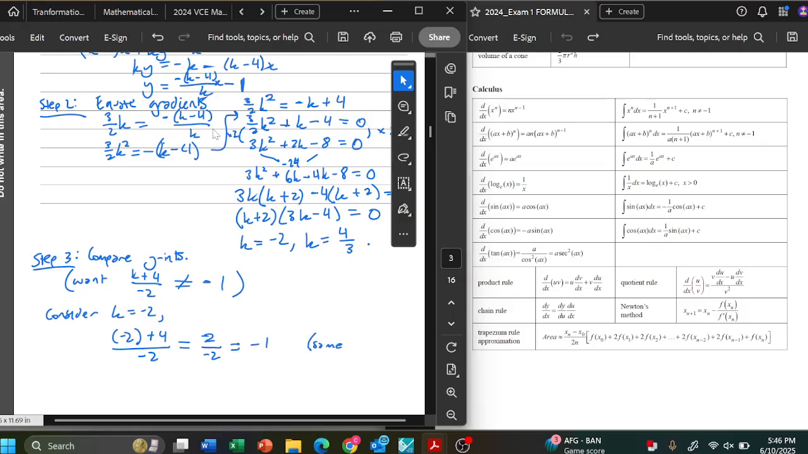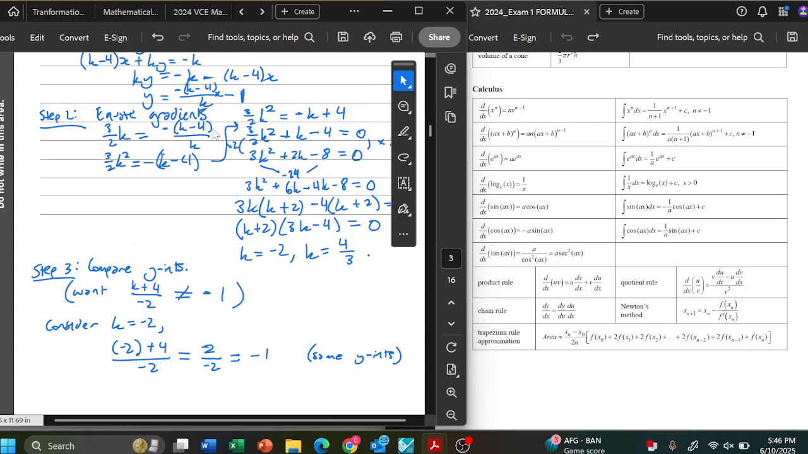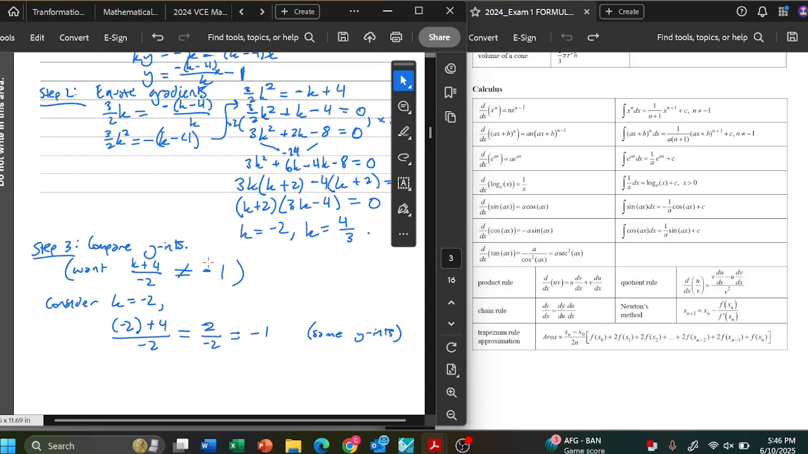So that means that they would have the same y-intercepts. So that's no good. That's the solution that we don't want. That means that when k equals -2, the two equations have infinitely many solutions. So we need to consider k equals 4 on 3 instead.